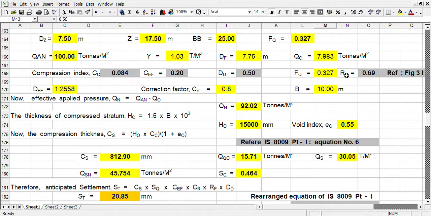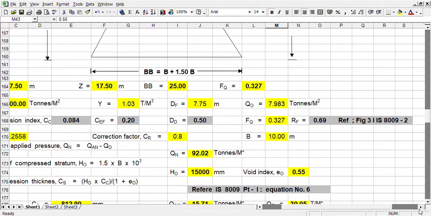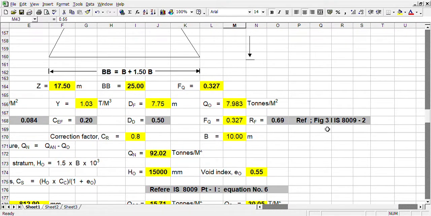In settlement analysis, there is a provision in Part 2 for well foundation and pile foundation, the same procedure to estimate the total anticipated settlement as stated in IS 8009 Part 1, with a correction factor in Figure 3 of IS 8009 Part 2, which is Poulos and Davis. That means actually it is required to calculate.